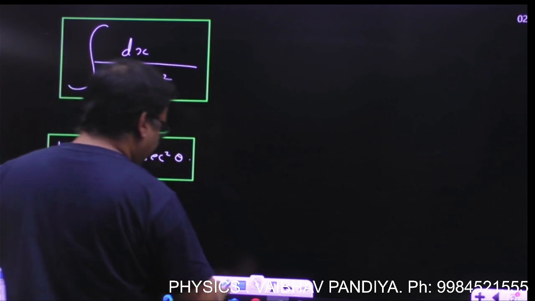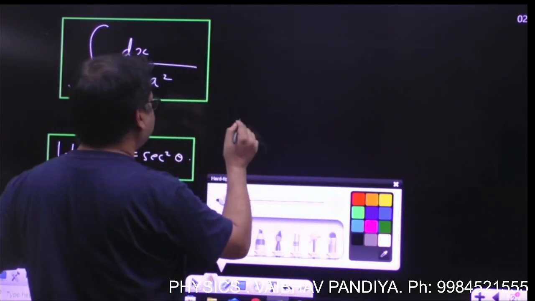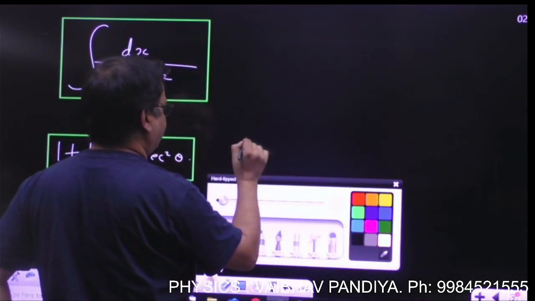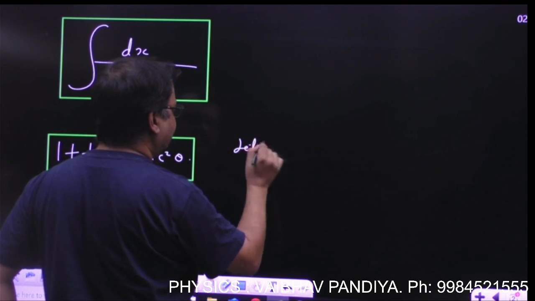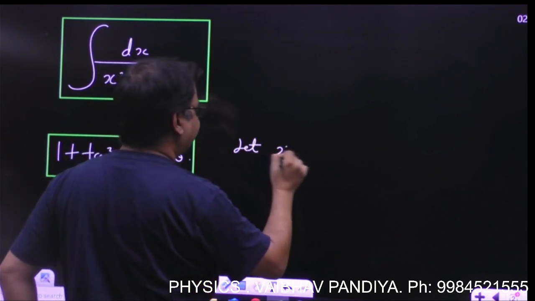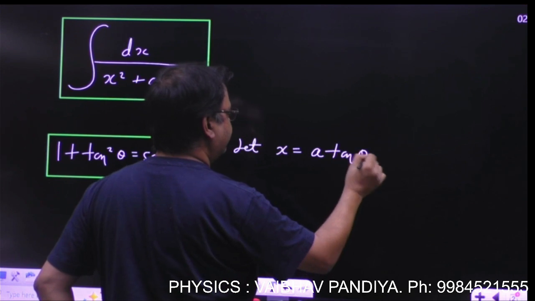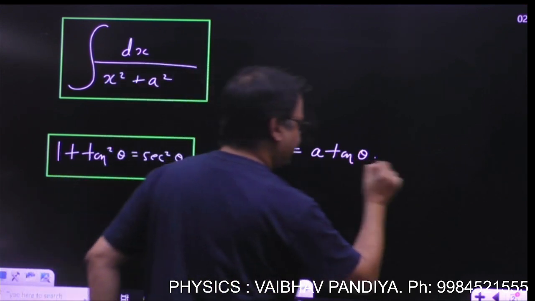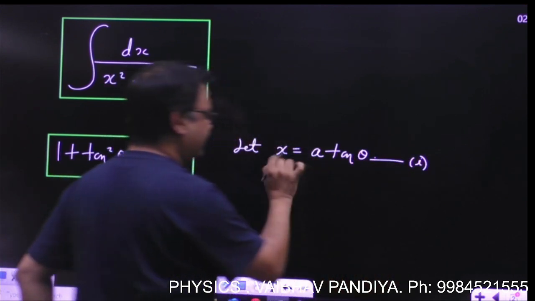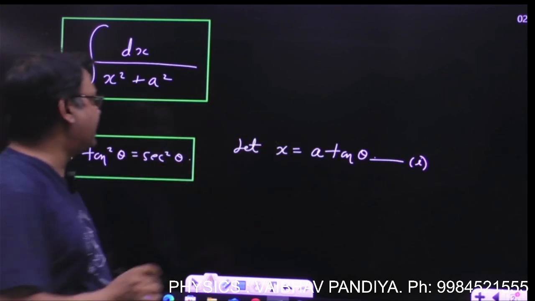For integrating this integral, the integrand is 1 by x square plus a square. So we'll have a substitution. Let x is equal to a tan theta. We are taking a substitution. Let x is equal to a tan theta.